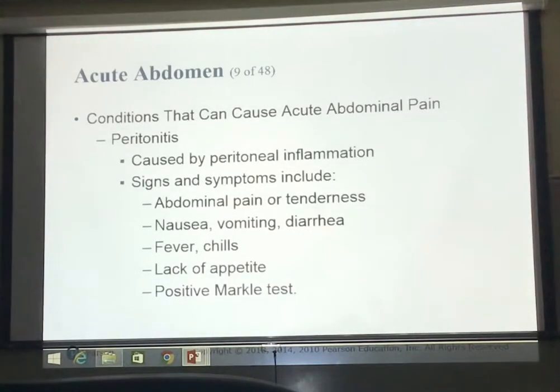Peritonitis occurs when blood, pus, bacteria, or chemical substances leak into the peritoneal cavity. The onset and type of abdominal pain that a patient experiences are somewhat dependent on the type of substance leaking into the peritoneum.